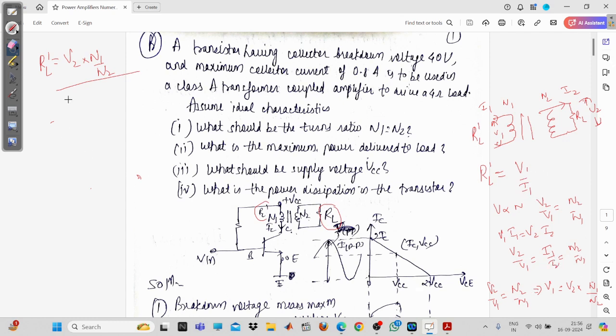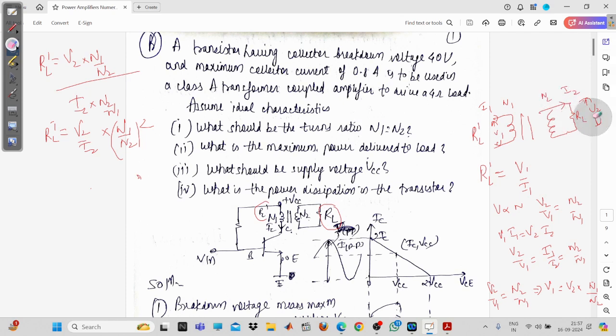You can see here I1 will be equal to N2 by N1 into I2. So RL dash will be equal to V2 upon I2, and if you move this upwards, the value is N1 upon N2 whole square. And what is V2 upon I2?